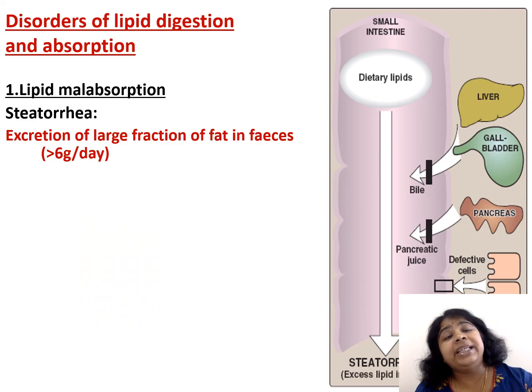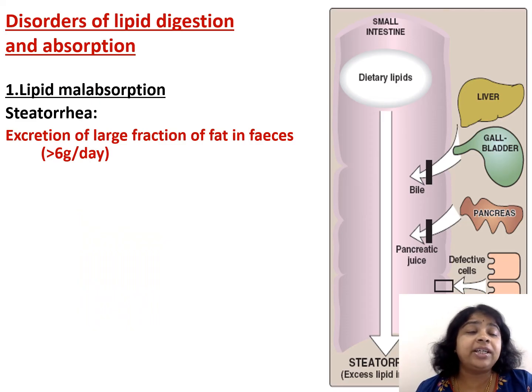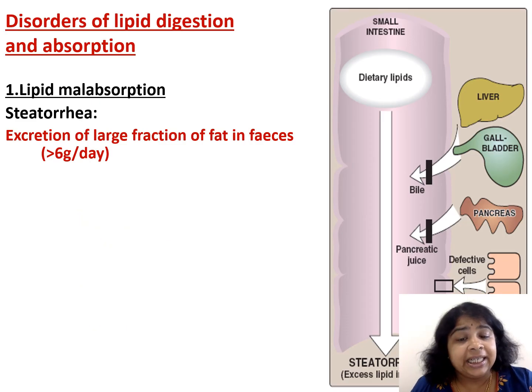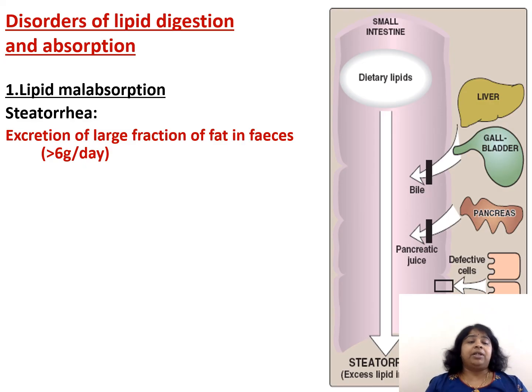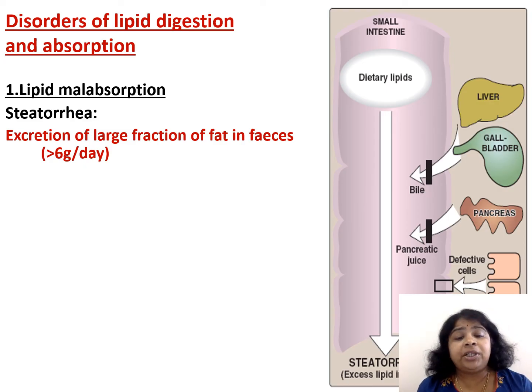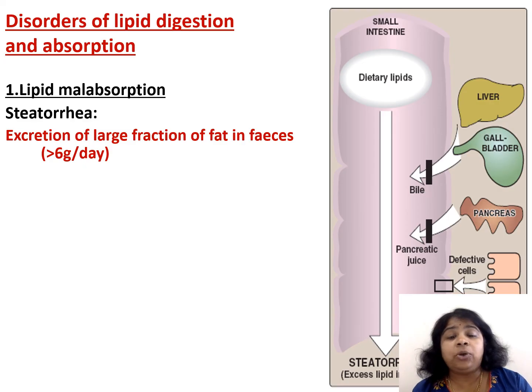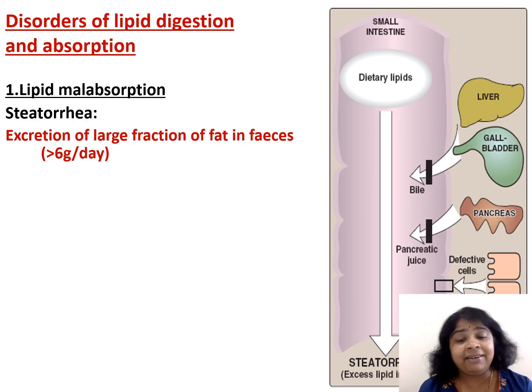Now coming to disorders, what are the disorders that are associated with lipid digestion and absorption? So malabsorption of lipids leads to excretion of fat in feces. So when this is more than 6 gram per day, it is called as steatorrhea. More than 6 gram per day of fat in feces is called steatorrhea.